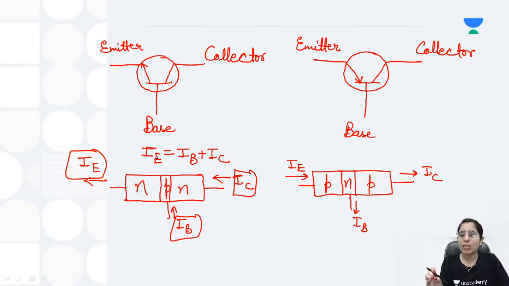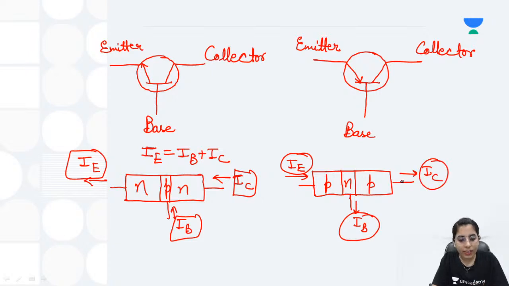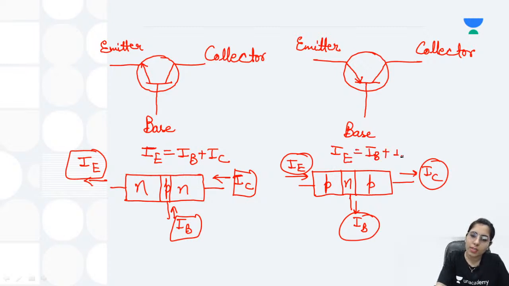Same way in the second section, if you see, the emitter current is the entering one, and the base current and the collector current are the leaving ones. So again the entering one is the emitter current and the other two are the leaving currents. So what you have to do in this case is say IE, the entering one, is equal to both leaving ones, that is IB plus IC.